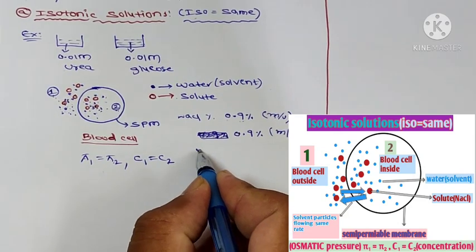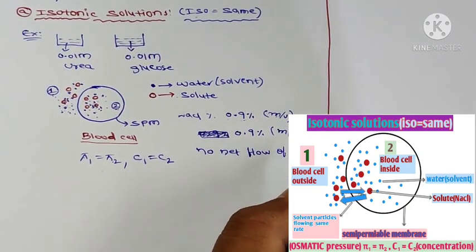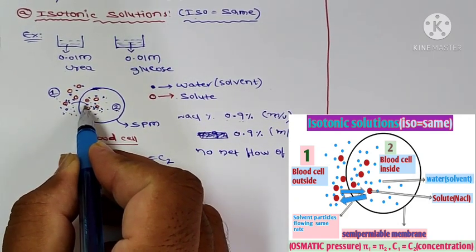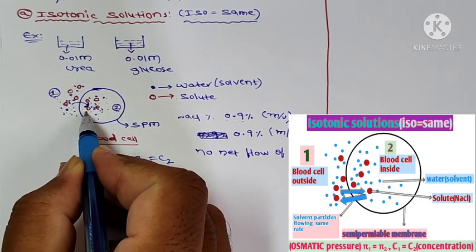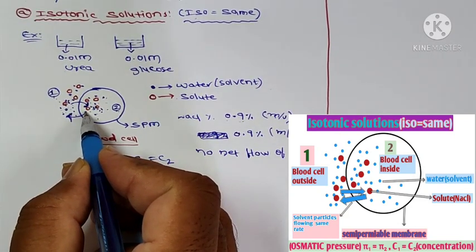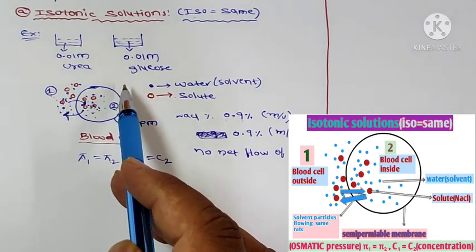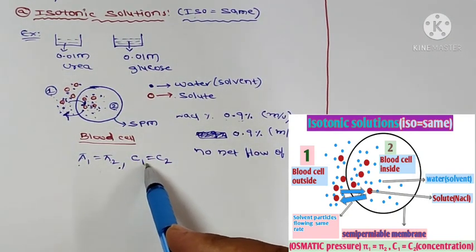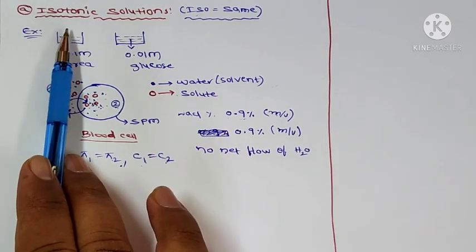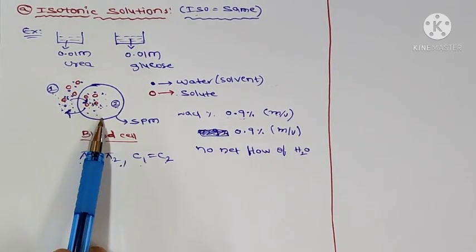So here no net flow of H2O, means how many H2O molecules enter into the blood cell, the same number of H2O molecules leave from the blood cell or come out from the blood cell. So this is about isotonic solutions. Two or more solutions having same osmotic pressure or same concentration are called isotonic solutions. Due to isotonic solutions present in blood vessels, nothing will happen to blood cells.